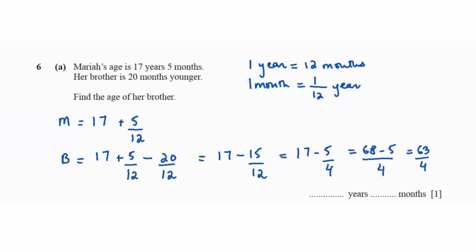If you write 63 over 4 as a mixed number, that's going to be 15 whole number 3 over 4. And 3 over 4 times 12 is 9. So the age of the brother is 15 years and 9 months.